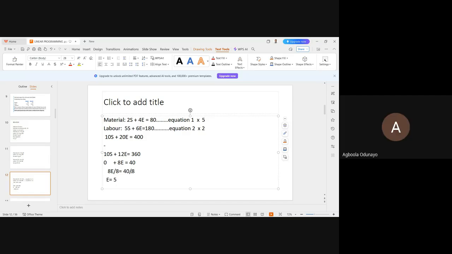It will be 2s plus 4 multiplied by 5 equals to 100. Okay. S is equal to 30. S will be 30. Yes, s will be equal to 30.